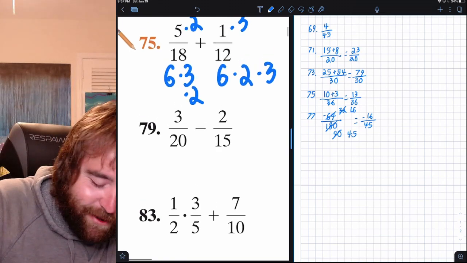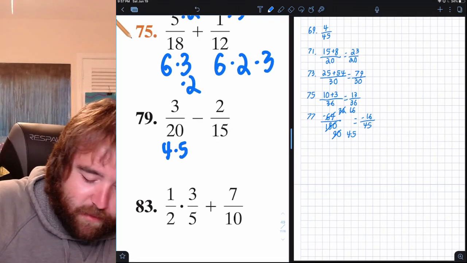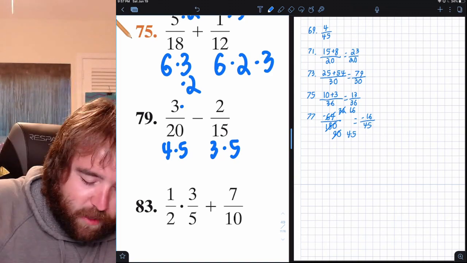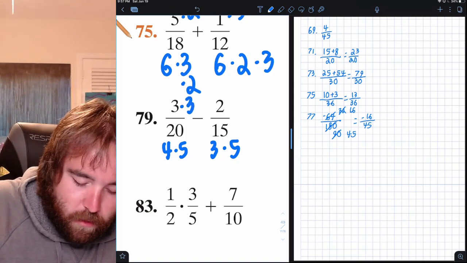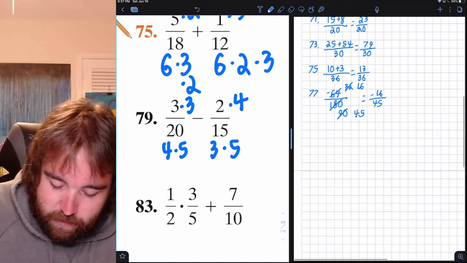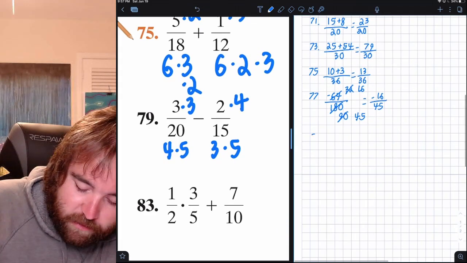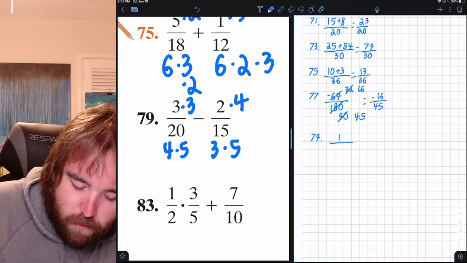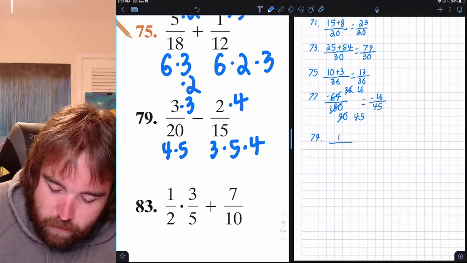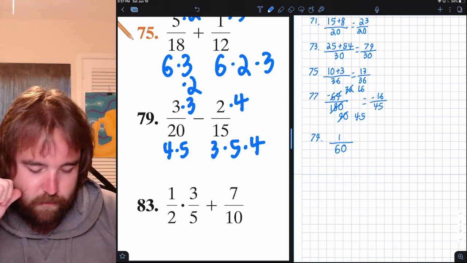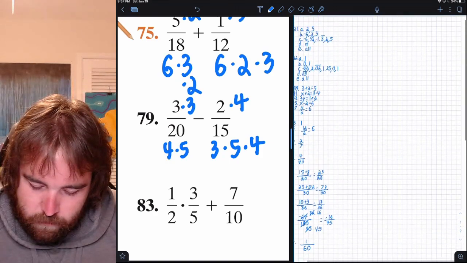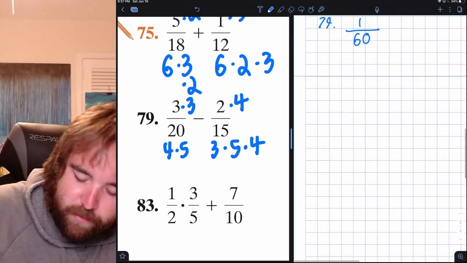All right. So what do we got here? This is 4 times 5. This is 3 times 5. So let's multiply this one by 3 and this one by 4. That's going to be 9 minus 8. So that's going to be 1 over, let's see, we multiplied this one by 4, so 60. Nice. That makes sense. All right. Go on to the next page.